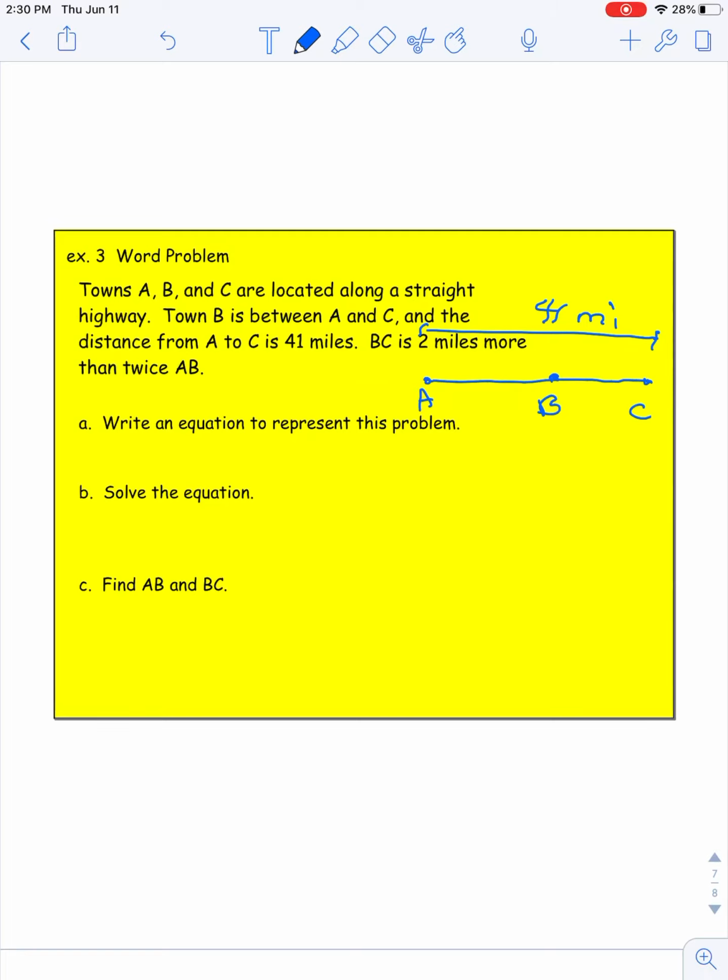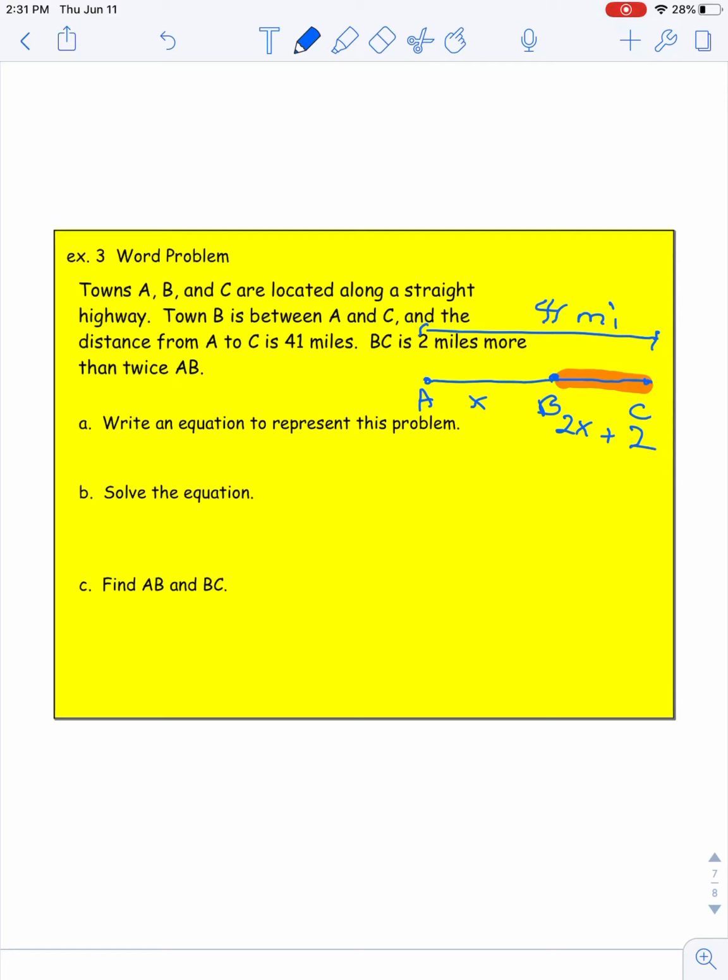And we know that BC is 3 more than twice AB. So we know that BC right here is 3 units more than twice AB. So if AB is x, then BC is twice AB plus 3. Oh, sorry, not 3 more, it's 2 more than twice AB. So after I write the equation, I always go back and reread the problem, and that's how I noticed that I should have 2x plus 2, not 2x plus 3, because it is 2 miles more, not 3.